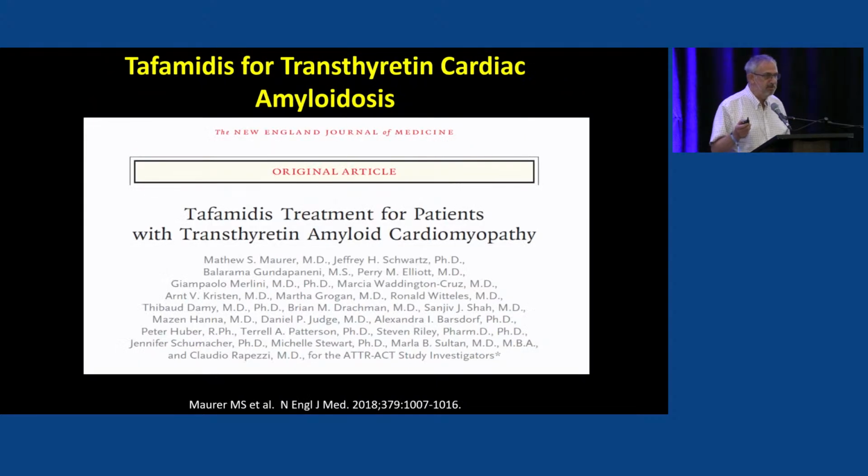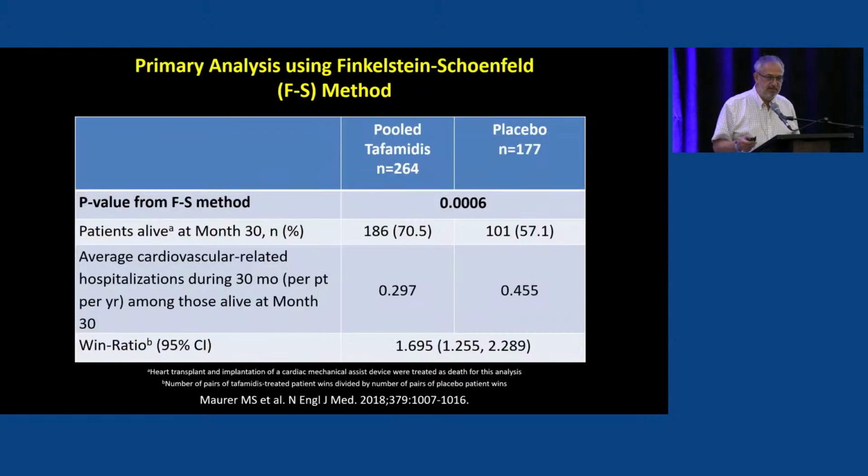So tafamidis was the first kid on the block. This was the publication in 2018. This was the ATTR-ACT trial, in which patients who received tafamidis, either 20 or 80 milligrams, pooled, versus placebo, had a significant clinical benefit. This was a hierarchical model that was used, comparing each patient on drug to patients not on drug, the so-called win ratio. The most important part of this slide, though, is that the absolute reduction in mortality was 13%, and not relative risk reduction, but absolute.